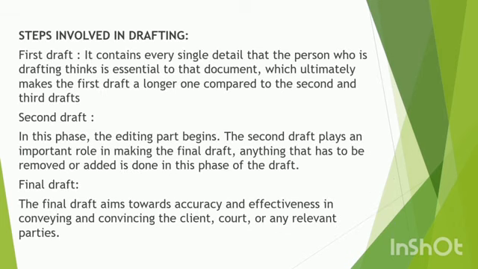Steps involved in drafting. There are basically three main steps involved in drafting a legal document. The first is the first draft, which contains every single detail that the person drafting thinks is essential to the document. There is a saying about the first draft: the first draft contains everything you wanted to say, but the final draft only contains everything you needed to say. Coming to the second draft, in this phase the editing begins. The second draft plays an important role in making the final draft. Anything that has to be removed or added is done in this phase.